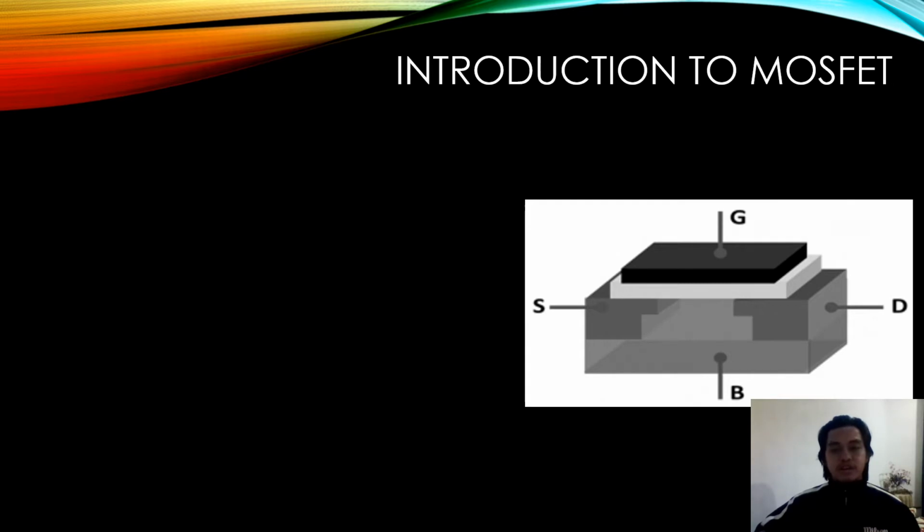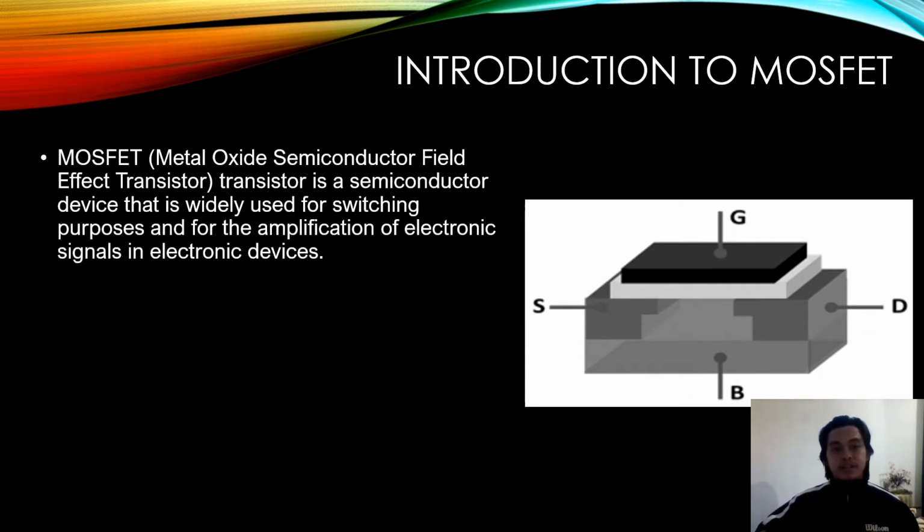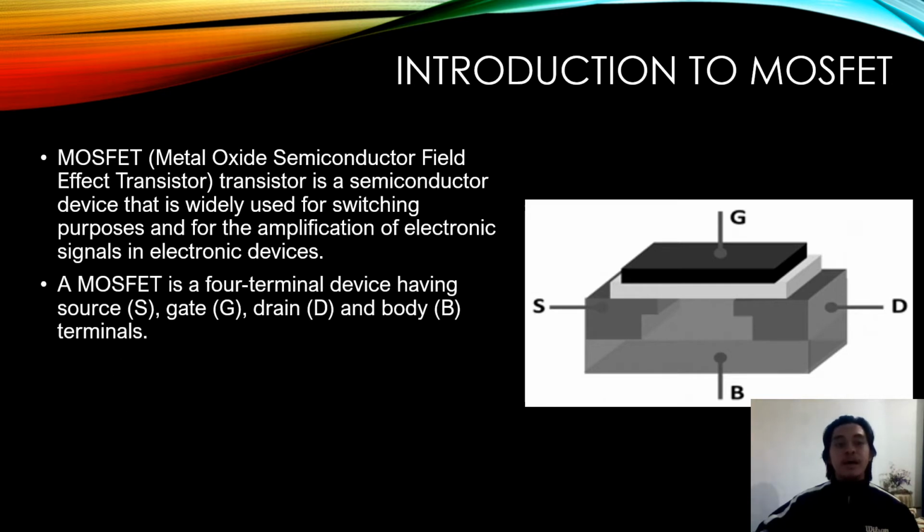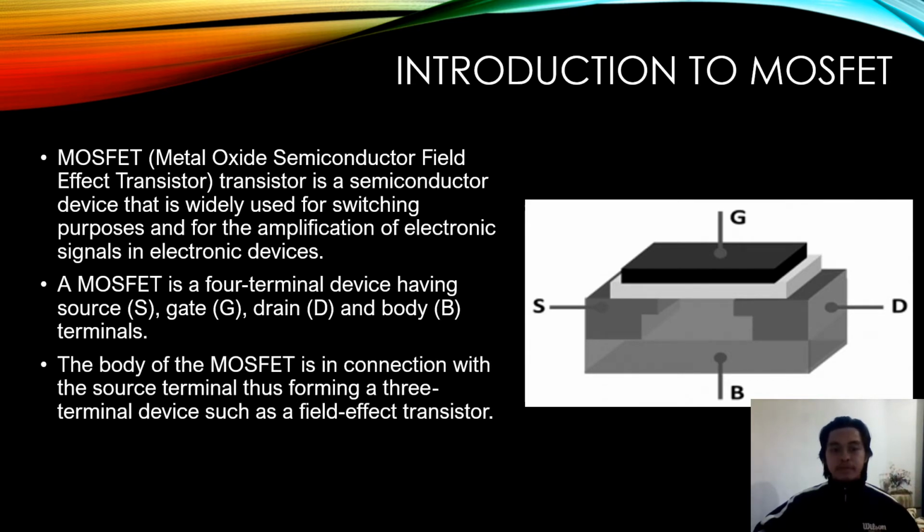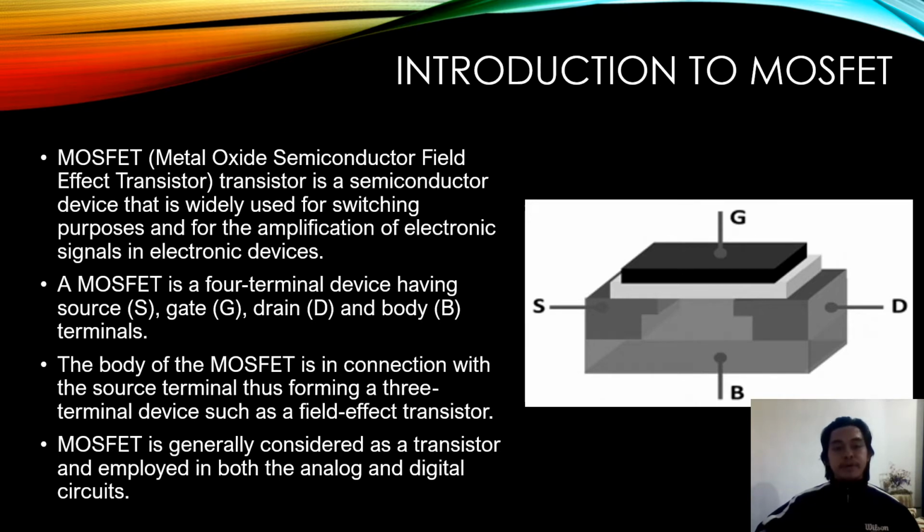First we go to the introduction to MOSFET. A MOSFET transistor is a semiconductor device that is widely used for switching purposes and for amplification of electronic signals in electronic devices. A MOSFET is a four-terminal device having source, gate, drain, and body terminal. The body of the MOSFET is connected to the source terminal, thus forming a three-terminal device such as a field effect transistor (FET). Generally, MOSFET is considered a transistor and is employed in both analog and digital circuits.